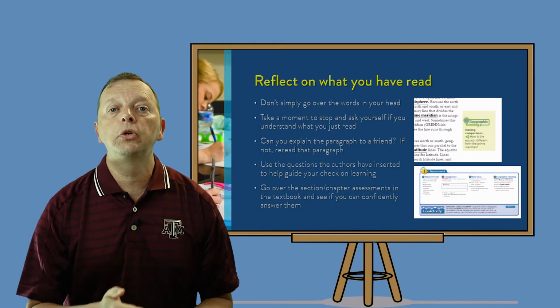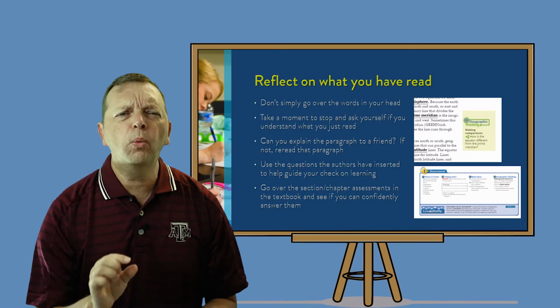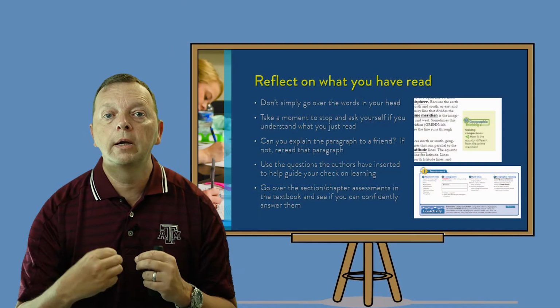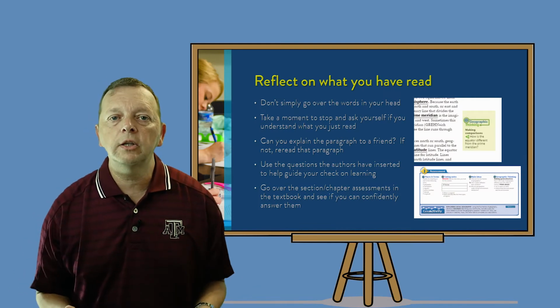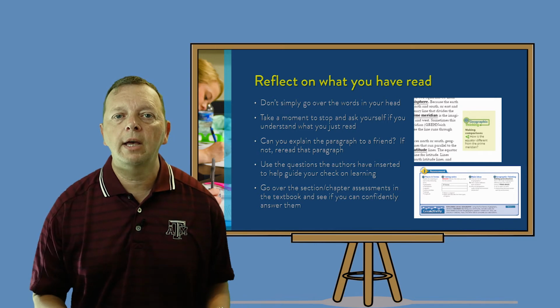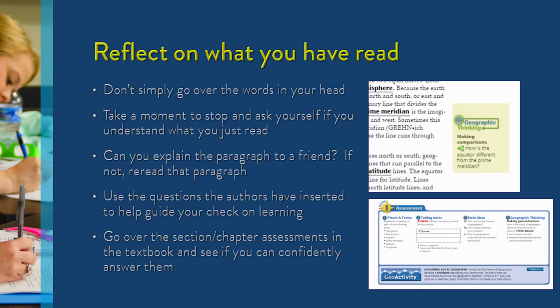Now, when you've completed reading that chunk, you've highlighted and annotated everything you believe is important, what I want you to do before you go to the next chunk is reflect on what you've read. We don't want you to simply skim your eyes over the words. What we really want you to do is absorb and understand what you read. In this reflection, at the end of the chunk, stop and ask yourself, what did I just learn?